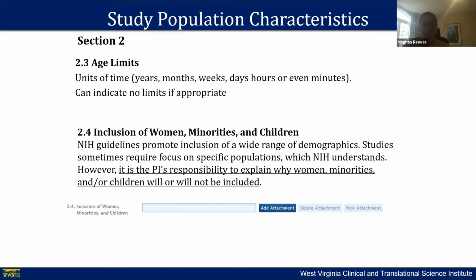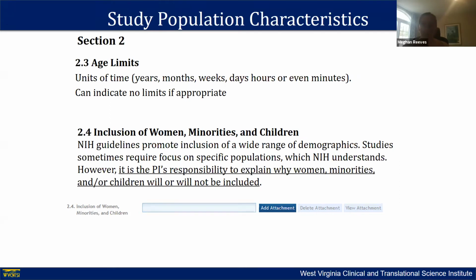NIH over the past several years has really seen that when you're thinking about a clinical trial, you should operate from the perspective that anyone who has the disease or condition that you're studying be included in your study, and then only for very well scientifically justified or ethical reasons should they be excluded. So just because it's convenient or easy, you shouldn't necessarily exclude somebody based on their age, which definitely segues into the inclusion of women, minorities, and children.